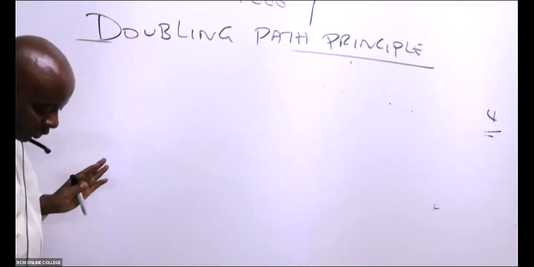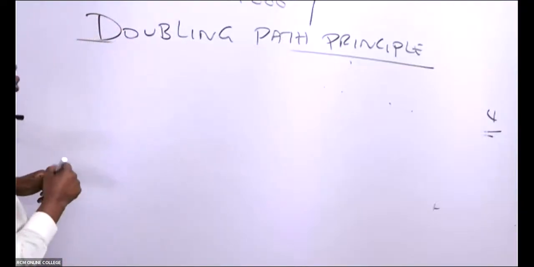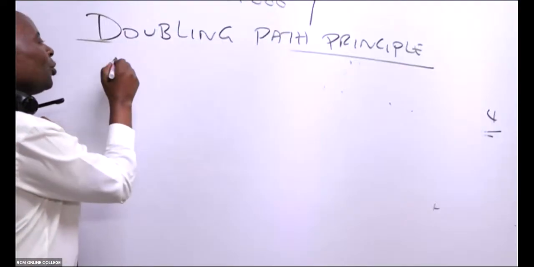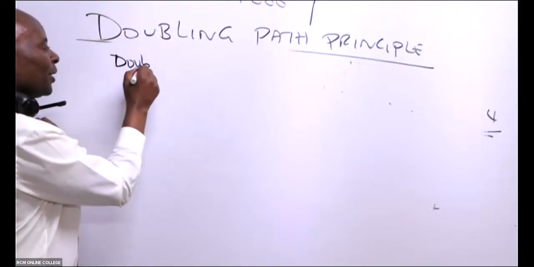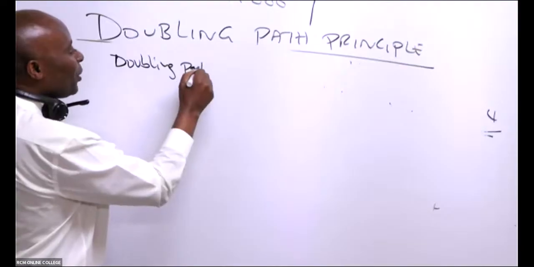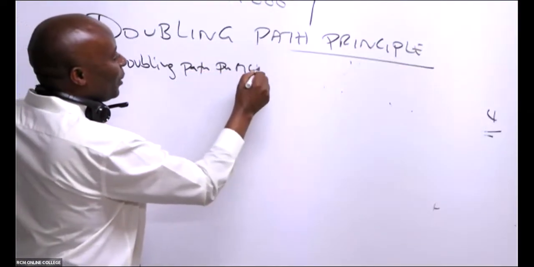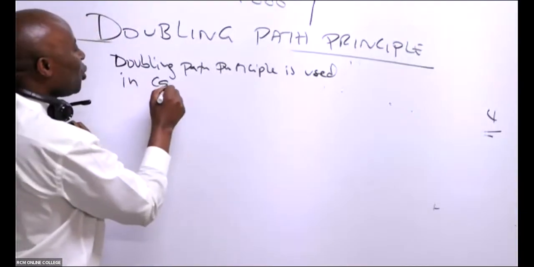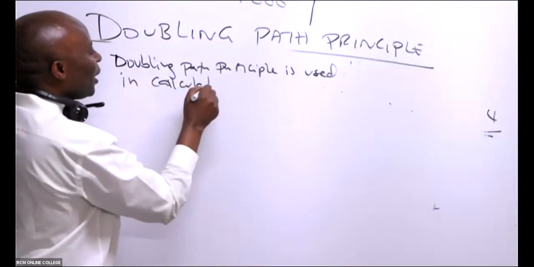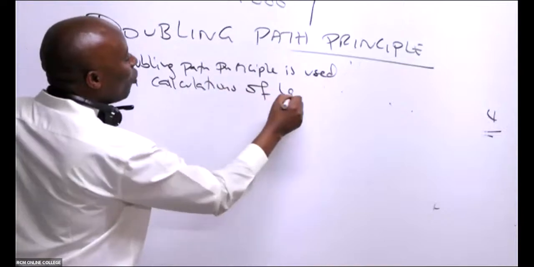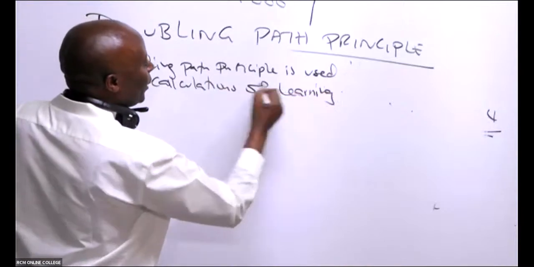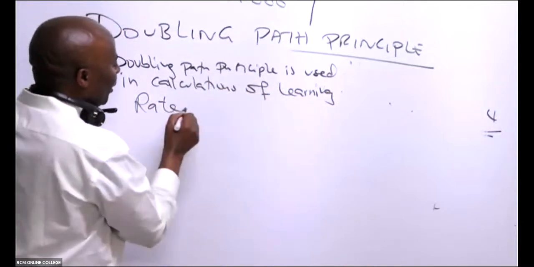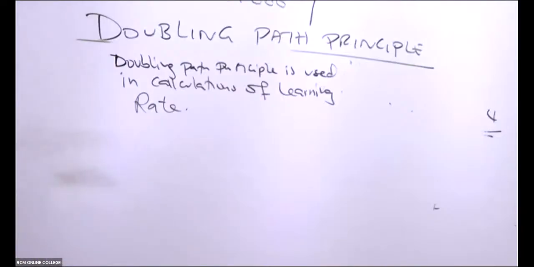Before I give you that, we normally use this learning, this doubling path principle. The doubling path principle is used in calculations of learning rate. In calculations of what here, somebody? Learning rate. The doubling path principle is used in calculations of learning rate.